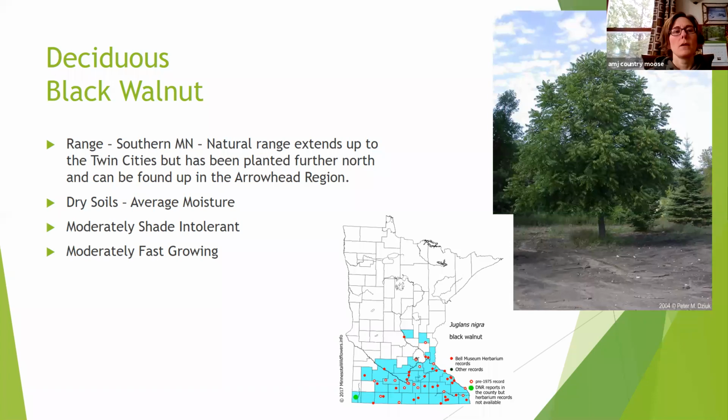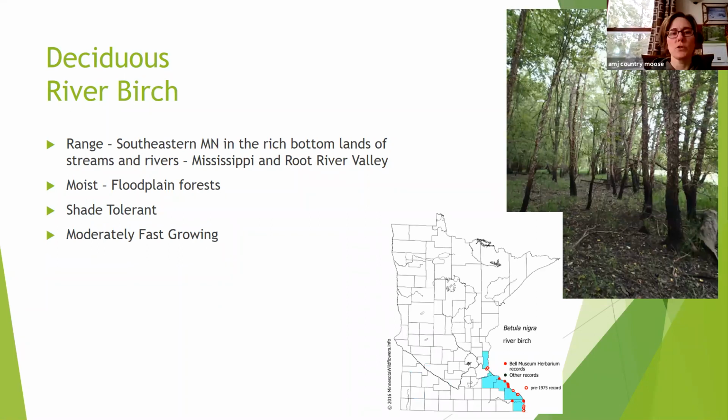River birch is primarily something in southern Minnesota. It thrives on the rich bottomlands of streams and rivers in the Mississippi and Root River Valley. This is a floodplain species. And so if you have a lower area or seeps or anything like that, this is a species that's going to really do well there. It's shade tolerant, so it can be planted under a canopy or under a partial canopy. If you had a thinning done, you wanted to increase your species diversity, it would be a great fit for that. And it's also moderately fast growing.